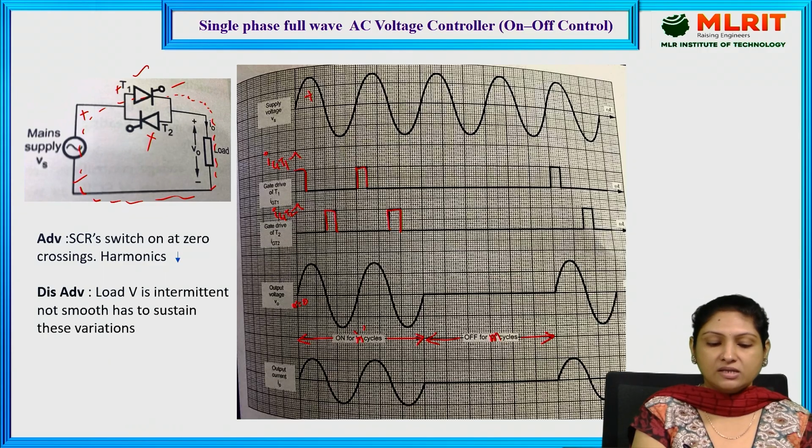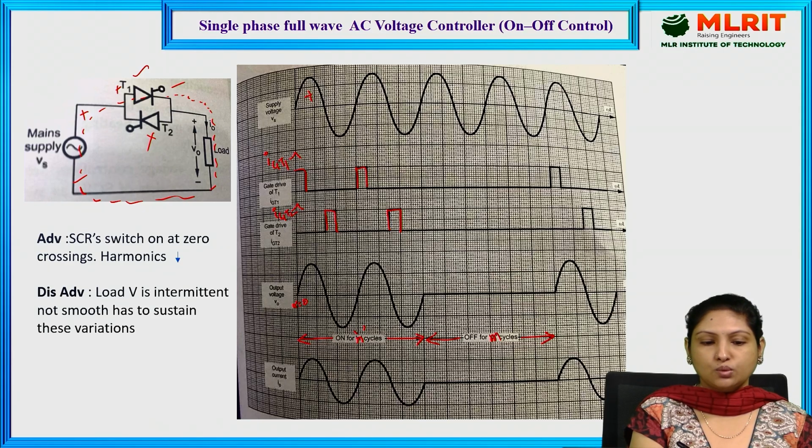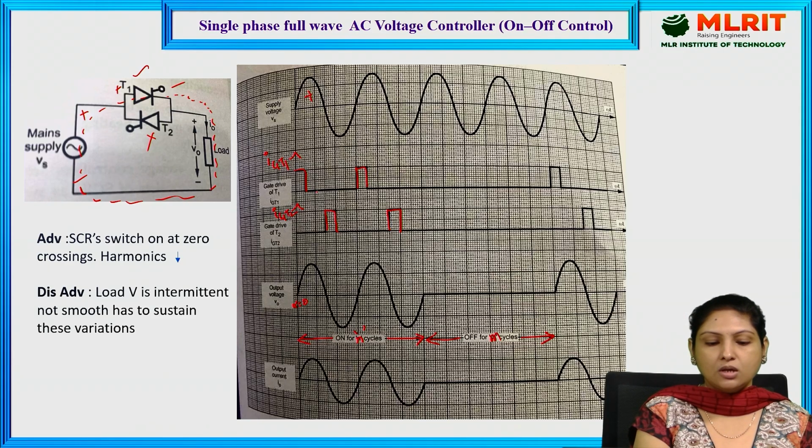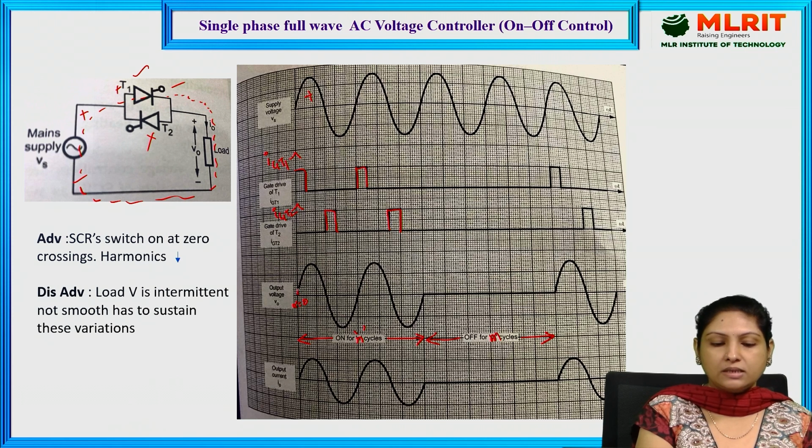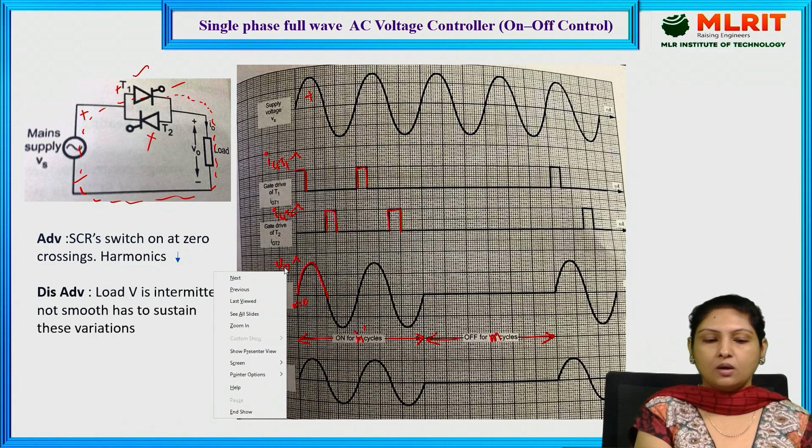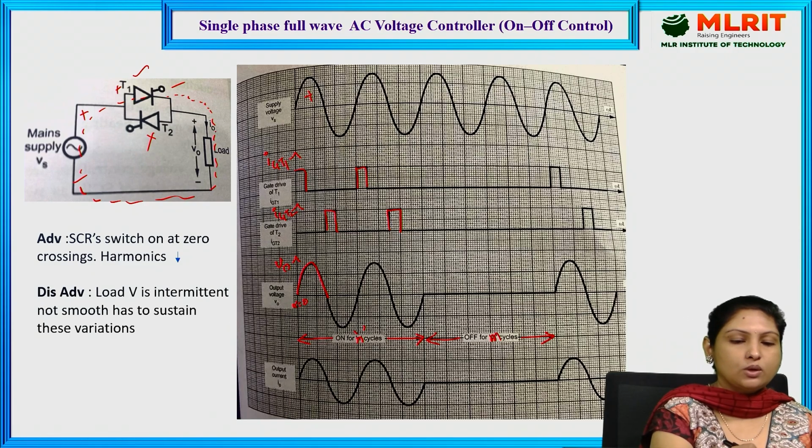So, here at this instant, alpha equal to 0, we have provided the triggering pulse for thyristor 1. So thyristor 1 is conducting current through the load, and that is how we are getting the output voltage, where V0 is equal to I0 into R.